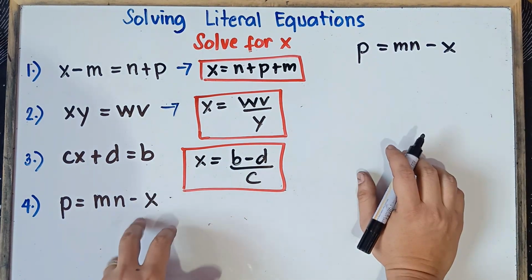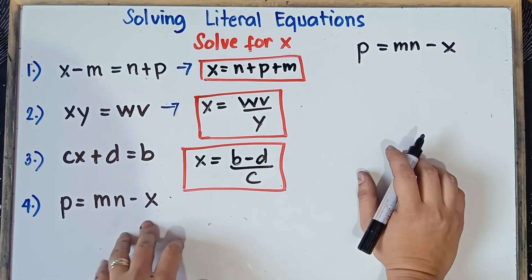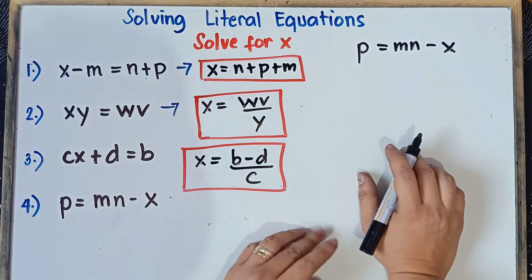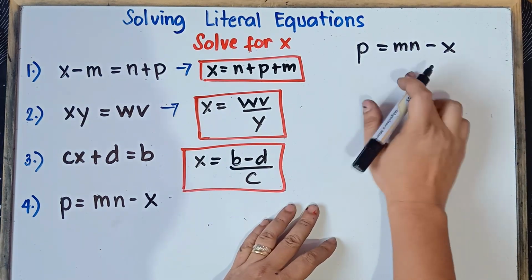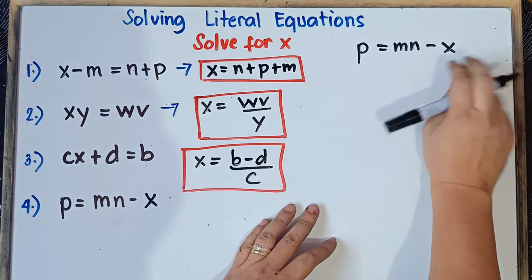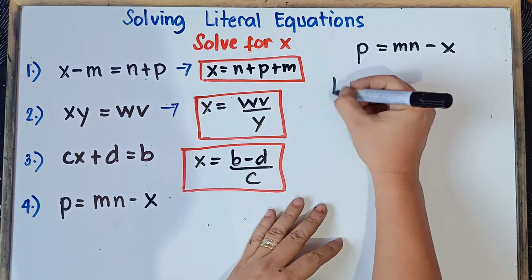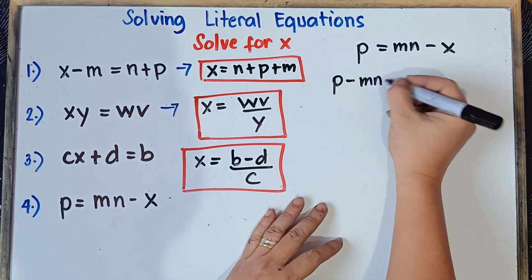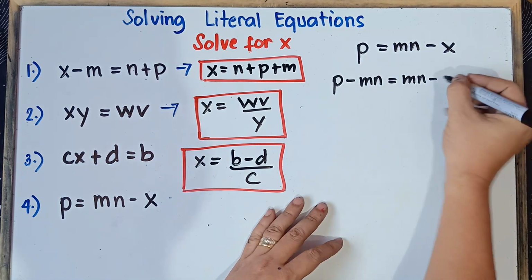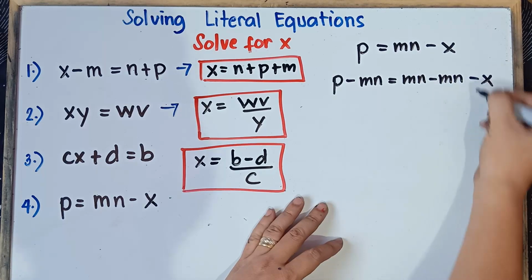We have many solutions, class, to solve for X in number 4. Let's have two solutions. For the first solution, we can subtract both sides by Mn, so that the remaining expression will be only negative X. So this will be P minus Mn equals Mn minus X.